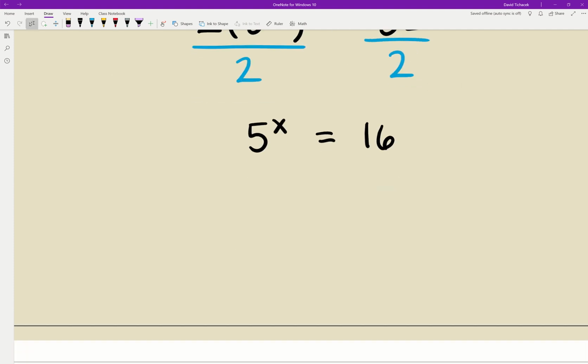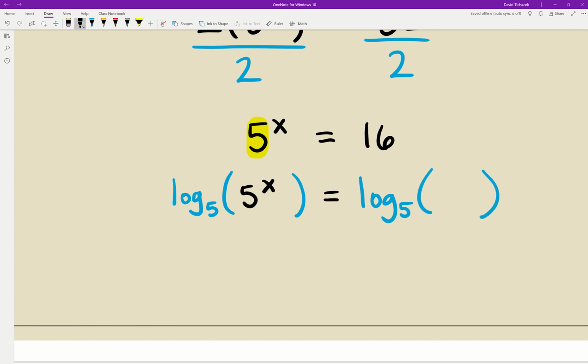Now, again, in order to think about undoing this exponential, we need to apply a logarithm to both sides with the same base as our exponential. So because the exponential has a base of 5, I'm going to go ahead and apply a log base 5 to both sides. In order for those to truly undo each other, we do need to make sure that their bases match. So the log base 5 of 5 to the x is equal to the log base 5 of 16. The reason that we pick these to be the same is so that these would cancel out and just leave us with x.